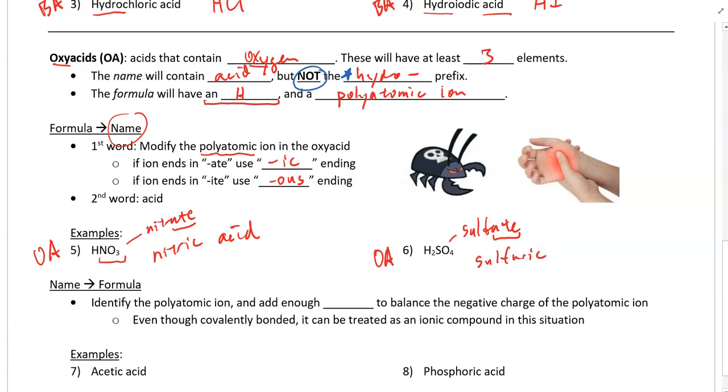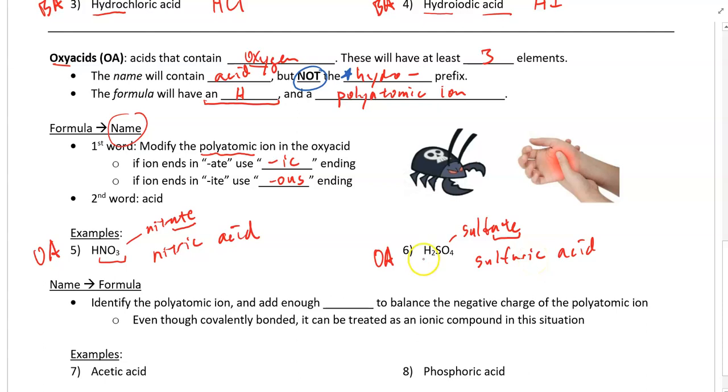So this is a strange one. Again, this is one of the only 2. I think the other one might be just your phosphates, which we'll see later on. But the idea here again is sulfuric acid. All right, so there's a funky one that doesn't go straight from the -ate to the -ic. You actually have to add a little sulfur to it.